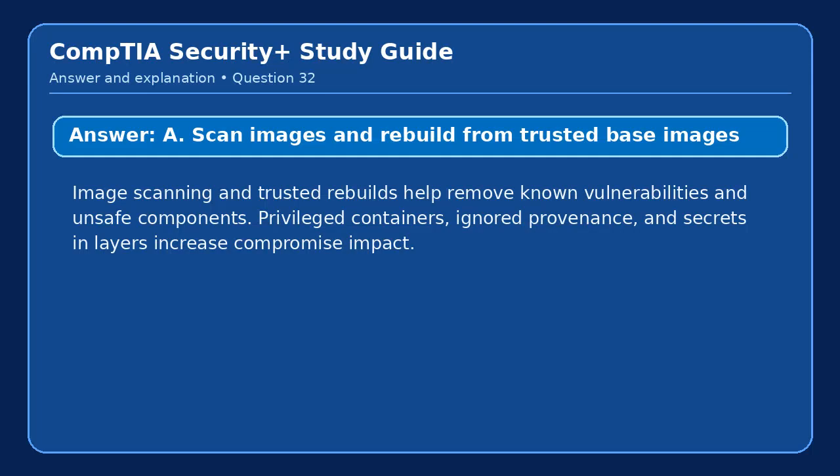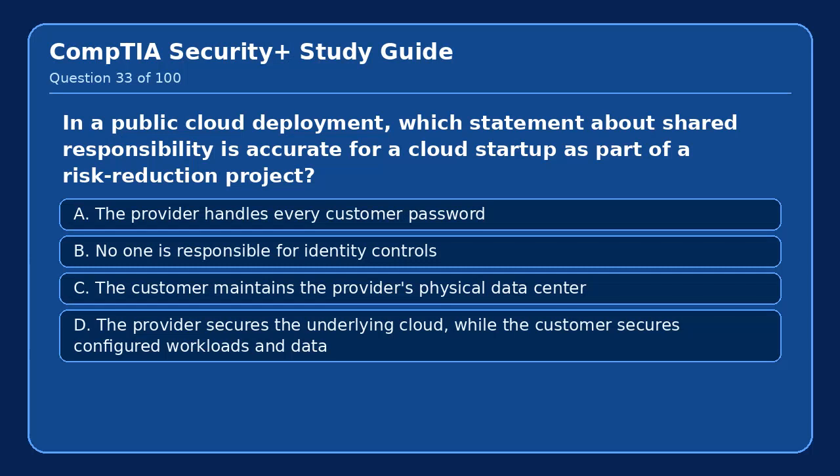Take a moment to choose your answer. The answer is D. The provider secures the underlying cloud, while the customer secures configured workloads and data. Shared responsibility divides duties between the cloud provider and the customer based on service model. Passwords, physical facilities, and identity controls cannot be ignored or assigned incorrectly.